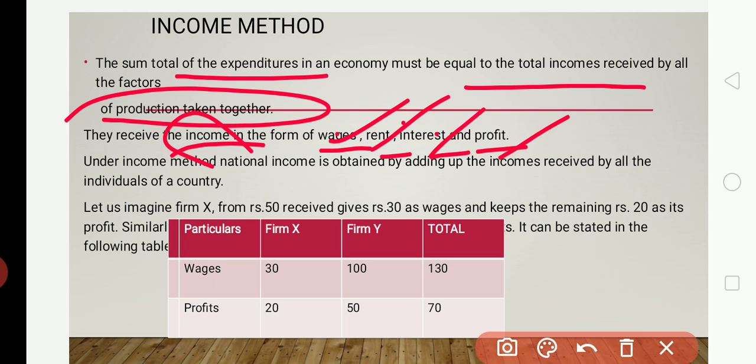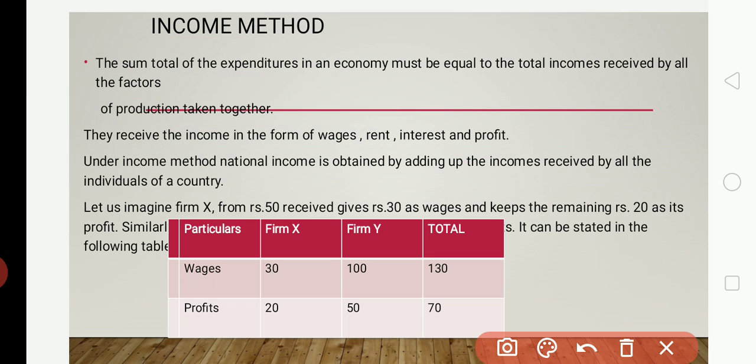In our homes, some people will be working in a private sector or a public sector. Some will be giving out their land, some will be investing in the business. Okay, and all that income obtained by every individual, when we total up all that, we will be calculating the income method. So under this income method, national income is obtained by adding up the income received by all the individuals of the country.